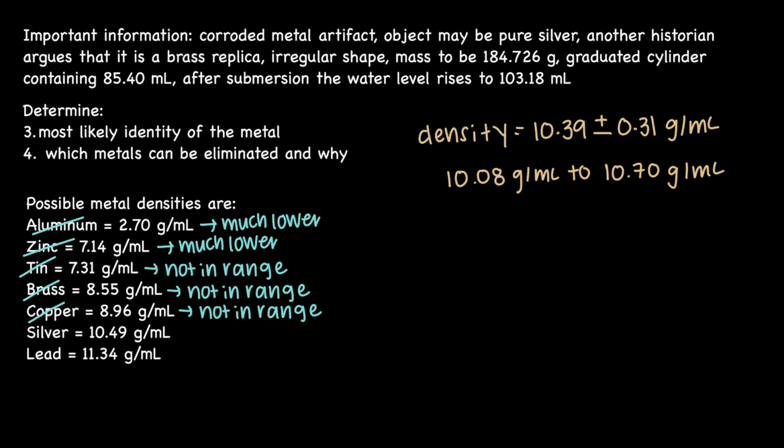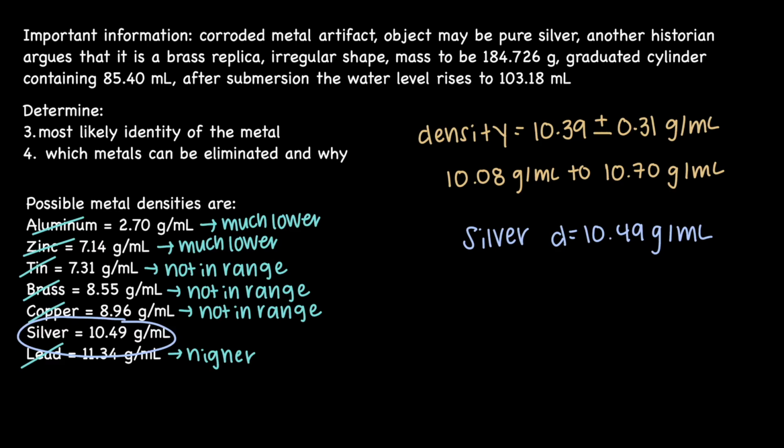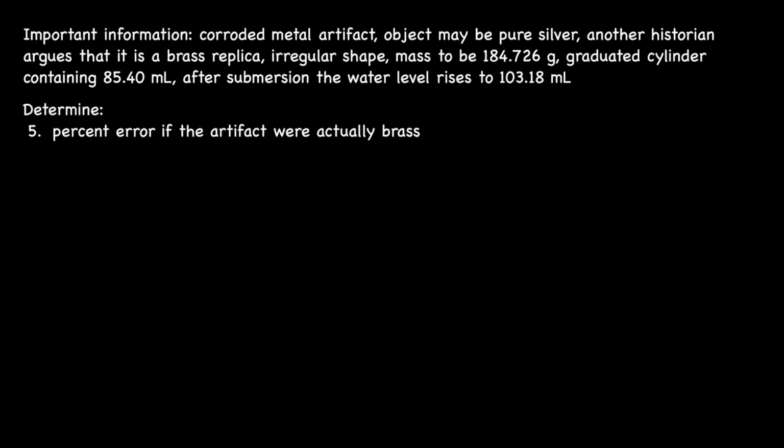Lead has a density of 11.34 grams per milliliter, which is higher than our acceptable range, so lead can also be eliminated. Silver has a density of 10.49 grams per milliliter, which falls within our acceptable range of 10.08 to 10.70 grams per milliliter. Based on the density measurements and the uncertainty caused by corrosion, silver is the most likely identity of the artifact. Now let's determine the percent error if the artifact were actually brass.